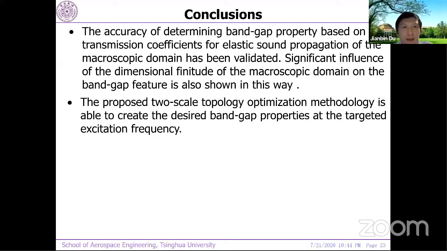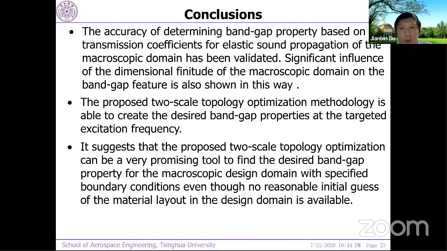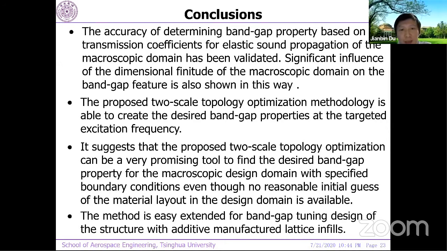the target excitation frequency. It suggests that the proposed two-scale topology optimization can be a very promising tool to find the desired band gap property for the macroscopic design domain with specified boundary conditions, even though no reasonable initial guess of the material layout in the design domain is available. Finally, the method is easy to extend for band gap tuning design of the structure with additive manufactured lattice infuse. Okay, that's my talk.